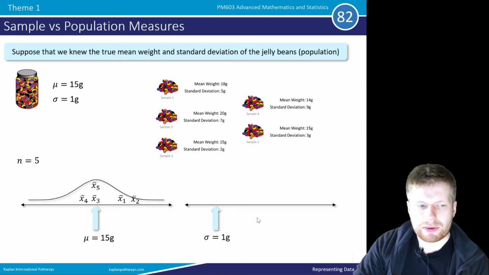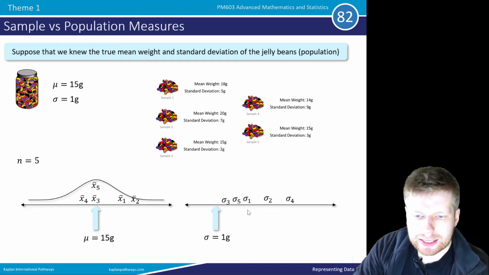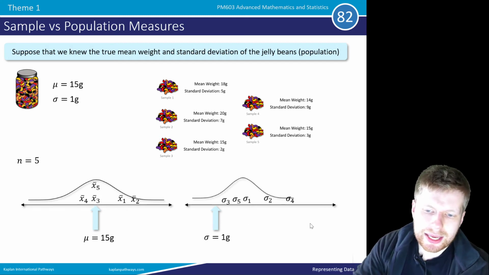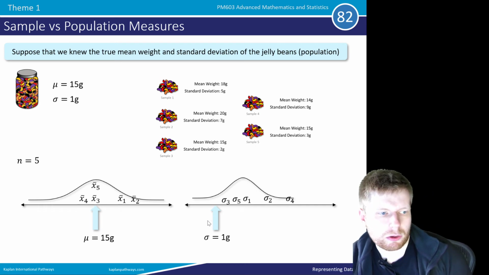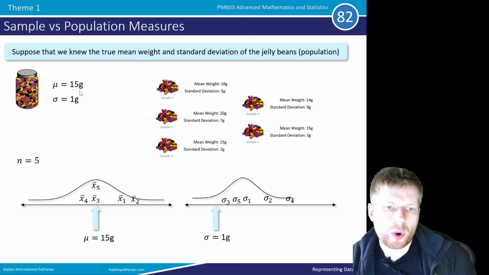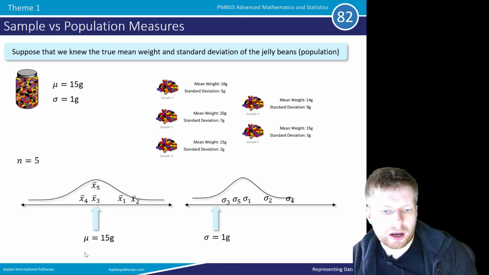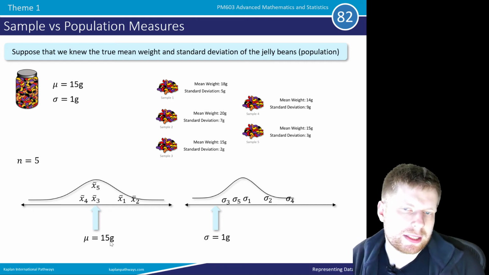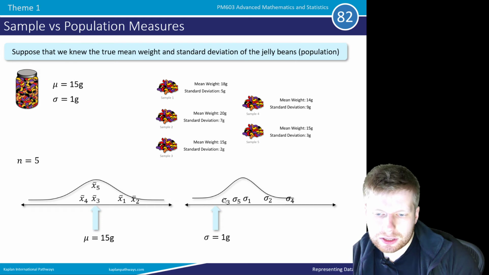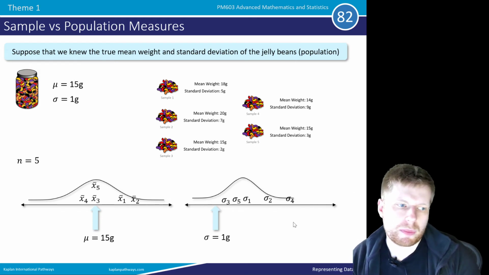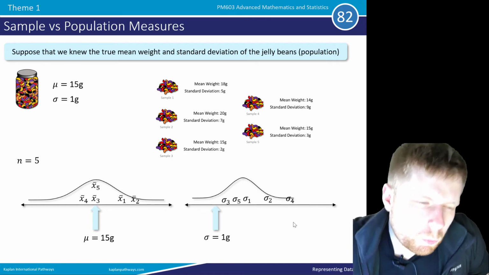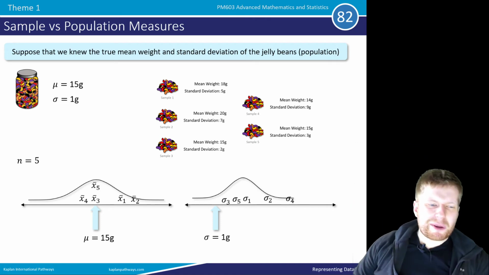Now, if I do the same for the standard deviations, I get something that looks like this. They're a little bit more spread out. Again, there is still this kind of trend, but they're not quite closely clustered to where the true population standard deviation should be. So the mean weights of the samples are closer to the true population mean weight, whereas the sample standard deviations are further away from where the population standard deviation should be. So there's something interesting going on here, but I'm still not convinced.